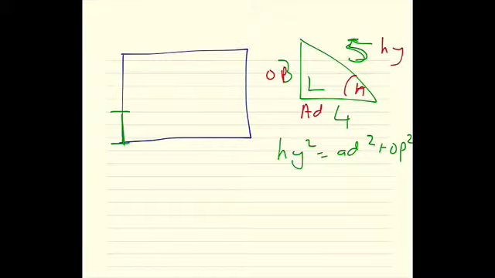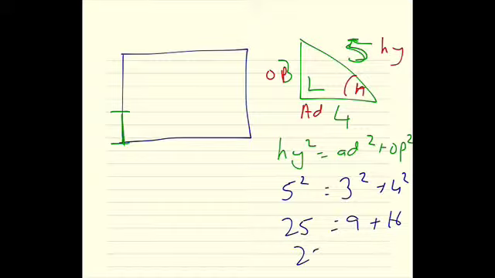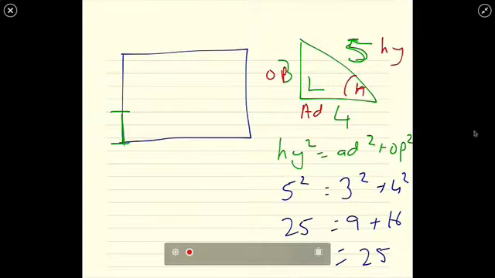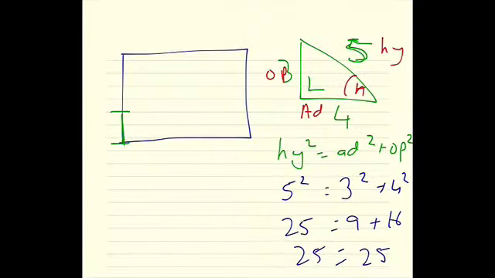So hypotenuse squared is equal to 5 squared, which is equal to 3 squared plus 4 squared, that's equal to 25, is equal to 9 plus 16, 25 is equal to 25. What did I just prove there? That this is a right angle triangle. And that's kind of like the magic triangle that every triangle is based on.